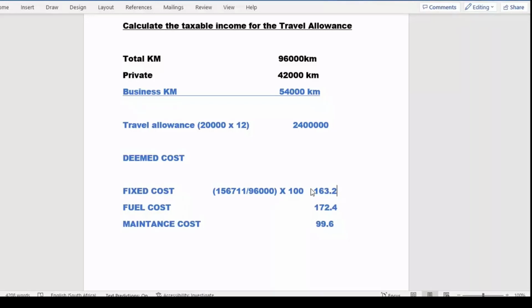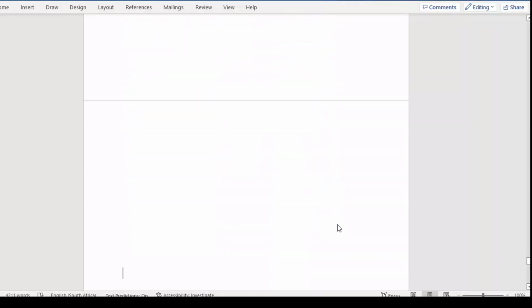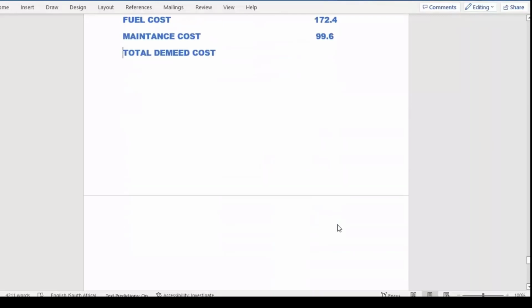163.2, right? And then you're now going to get the total deemed cost. And you now have to calculate what's called the actual cost. We go up a bit. Actual cost. Right, and then how are you going to calculate your actual cost?